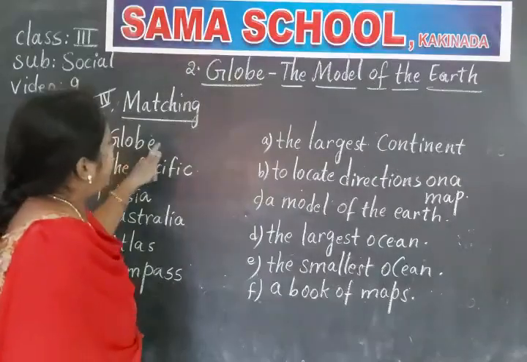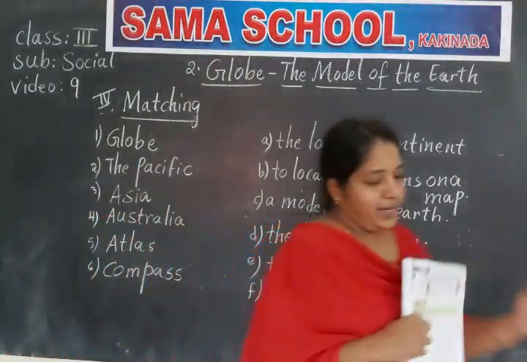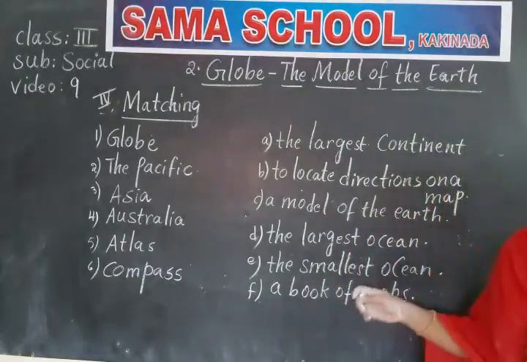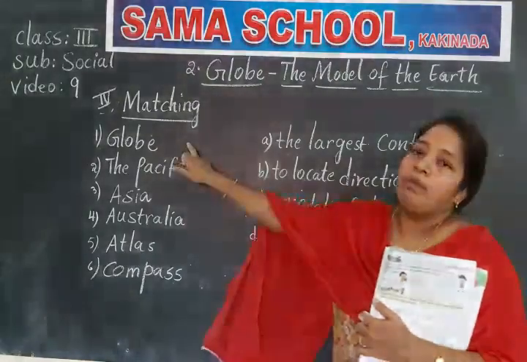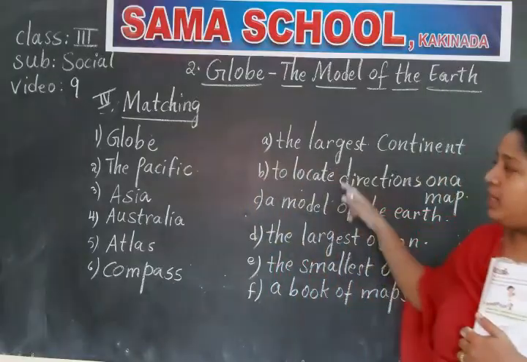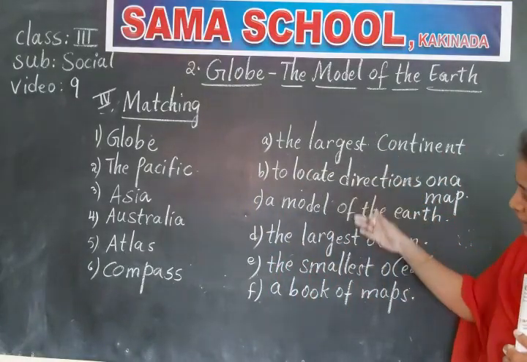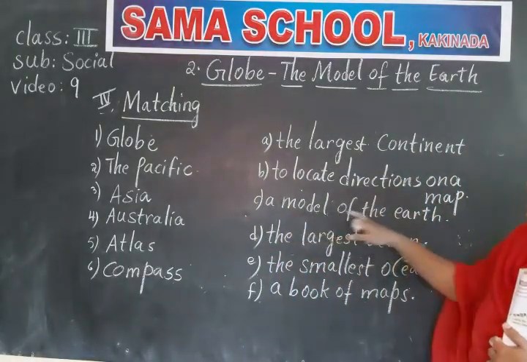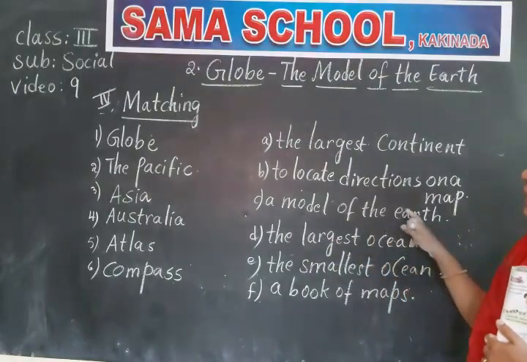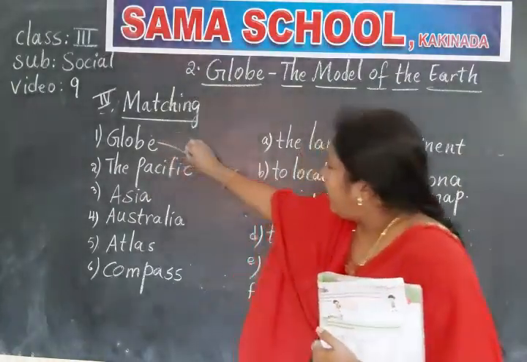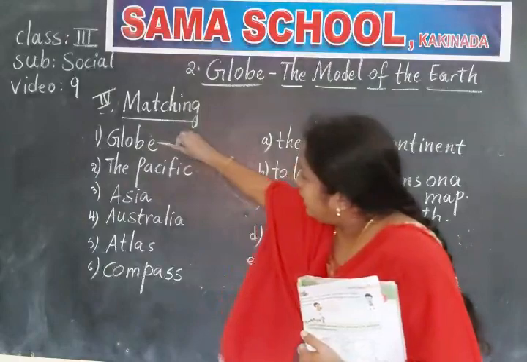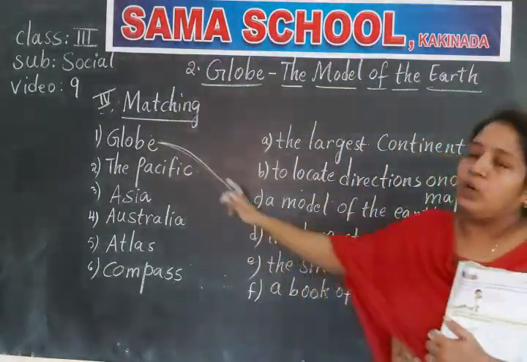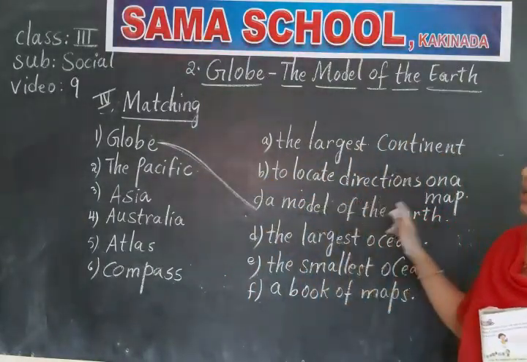So, first one, globe. So, already learned what is a globe, children? A model of the earth is called globe. What is a globe? Globe is a model of the earth. And where you will find that sentence? In the option C, a model of the earth. So, globe, a model of the earth.